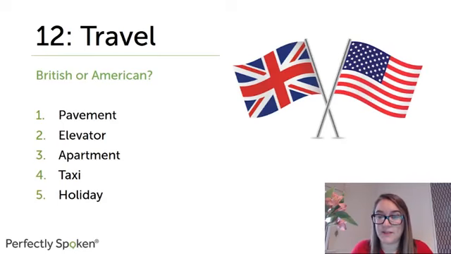So we have pavement, elevator, apartment, taxi, and holiday. Are they British or American? Pause the slide and think about it.